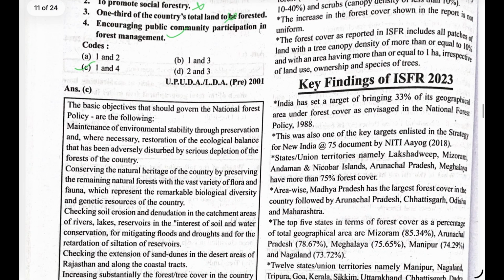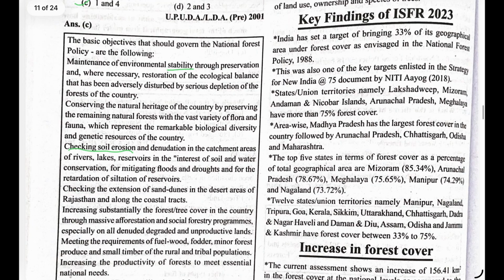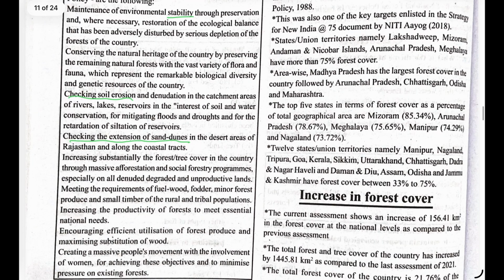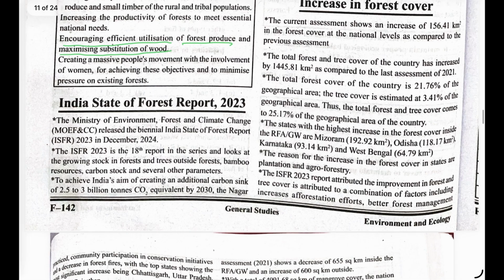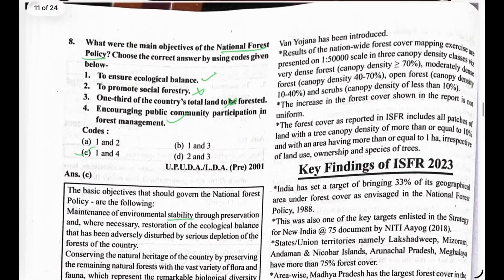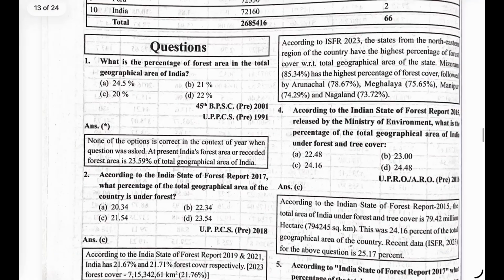The basic objectives that should govern the National Forest Policy are maintenance of environmental stability, conserving the natural heritage, checking soil erosion, checking extension of the sand dunes in Rajasthan, encouraging efficient utilization of forest produce, maximizing substitution of wood. Okay. Indian State of Forest Report 2023. So this is not necessary to remember. So we move to the next question.